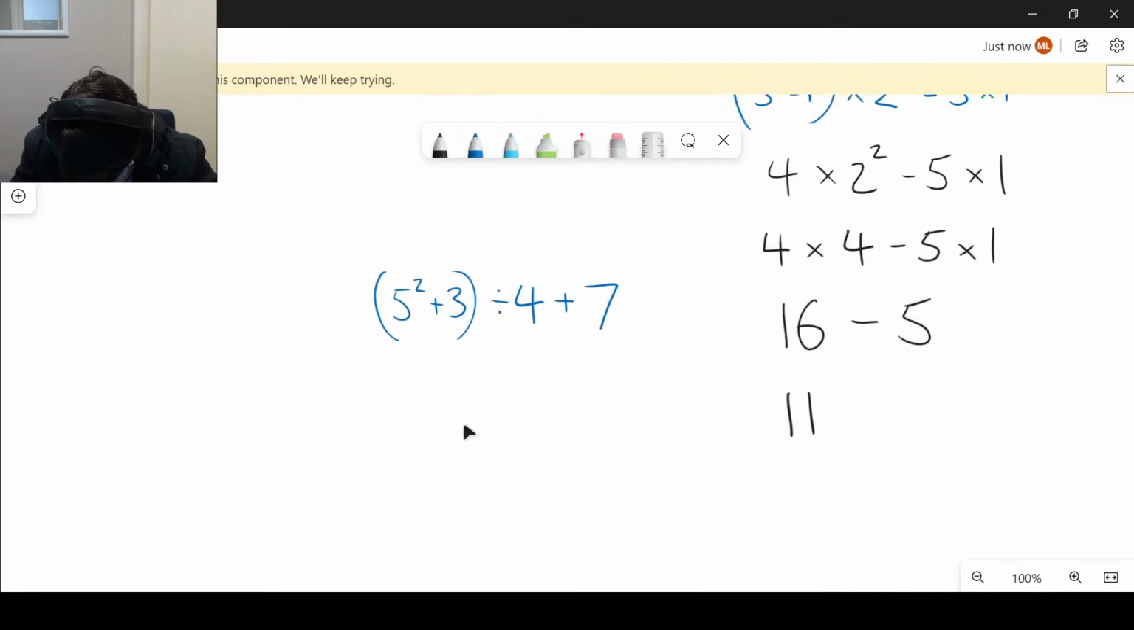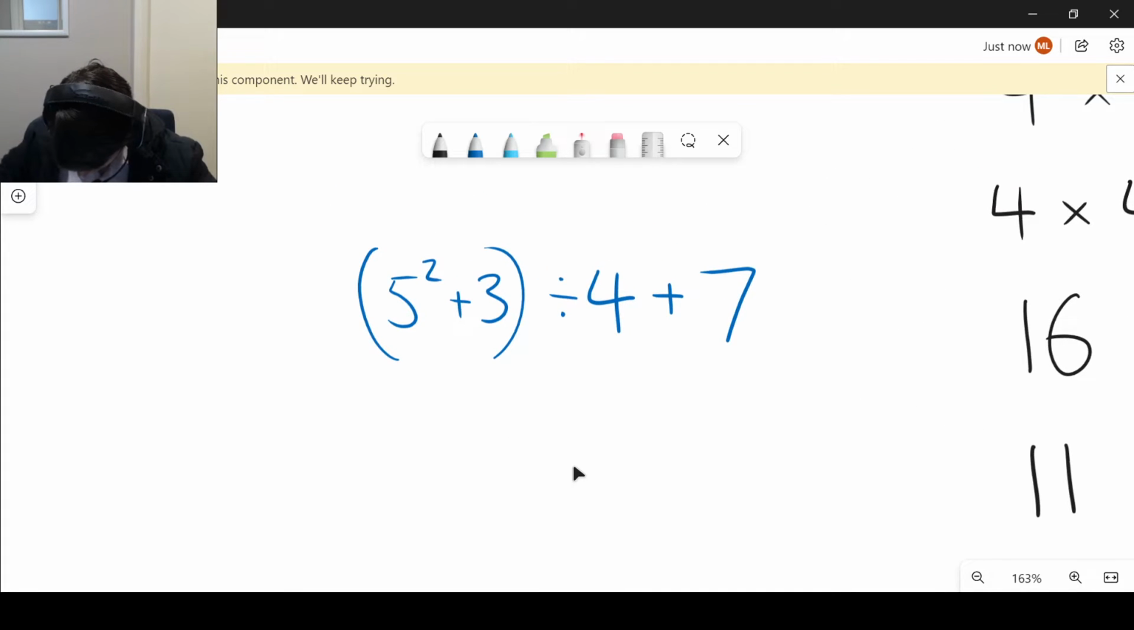I'll put him down like that. All right, so I've got Riley having a look. What do you think we have to do first, Riley? Yes, whatever's in the brackets I've got to do first. Yep.